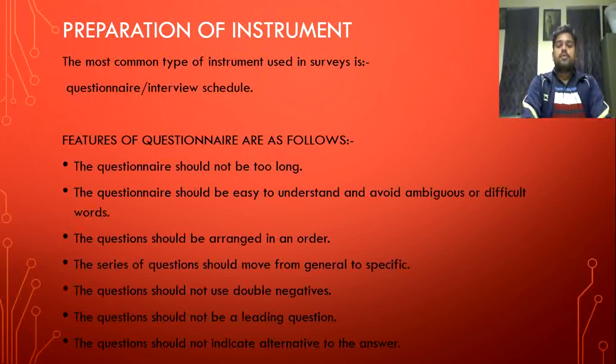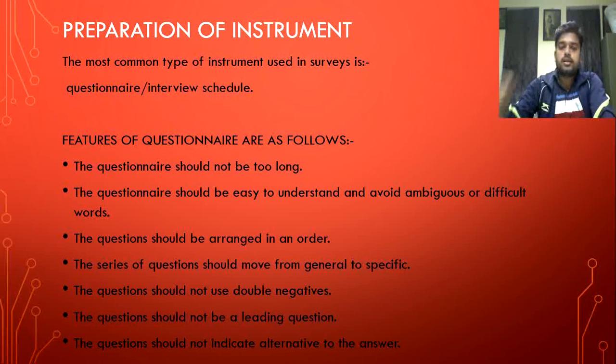Now if I have to go somewhere for a survey to collect data, I will have to make questions. A set of questions on a paper is called a questionnaire. So now we will have to prepare an instrument. What is an instrument? The paper that includes the different questions is called an instrument, and that is called a questionnaire. The most common type of instrument used in surveys is the questionnaire or interview schedule. So the most common type of instrument is the questionnaire. Now what is a questionnaire?